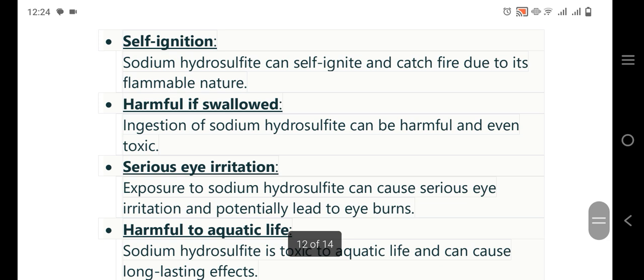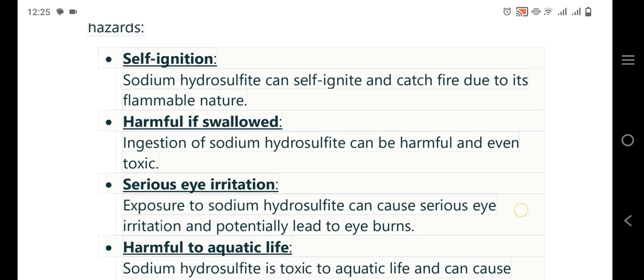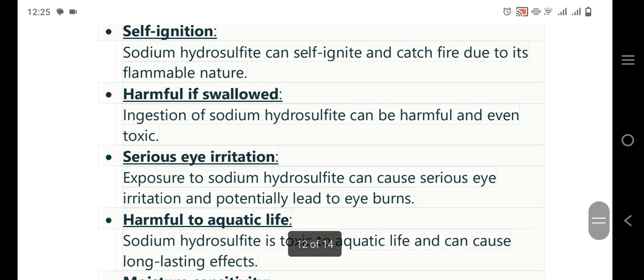In self-ignition, sodium hydrosulfite is sensitive to moisture and can decompose in the presence of water. This decomposition can release heat as a byproduct, due to which it can catch fire and self-ignite. When sodium hydrosulfite is stored in large quantity or in poorly ventilated areas, the heat generated from its decomposition reactions may not dissipate efficiently. As a result, the temperature of the material can increase, which can also lead it to catch fire and self-ignite.